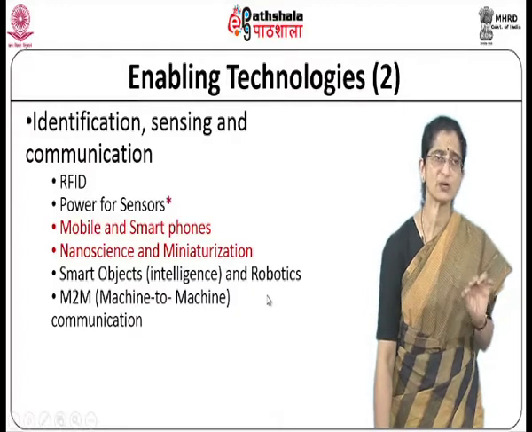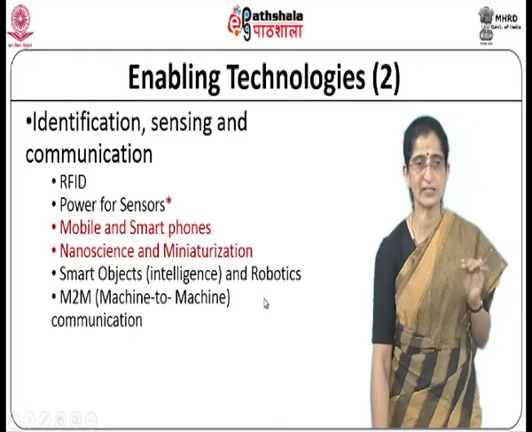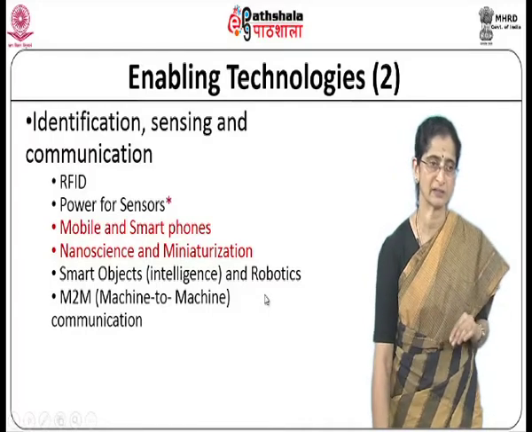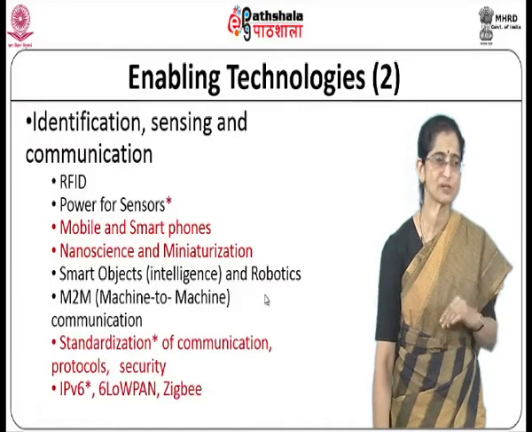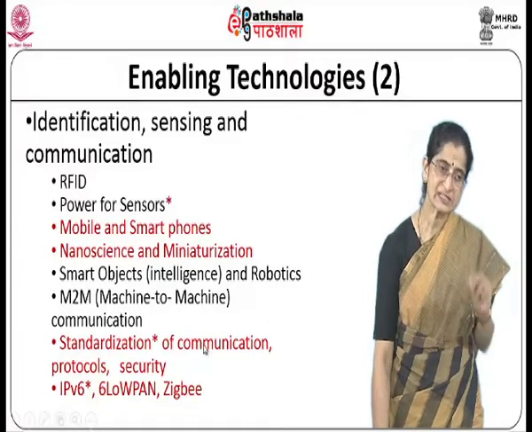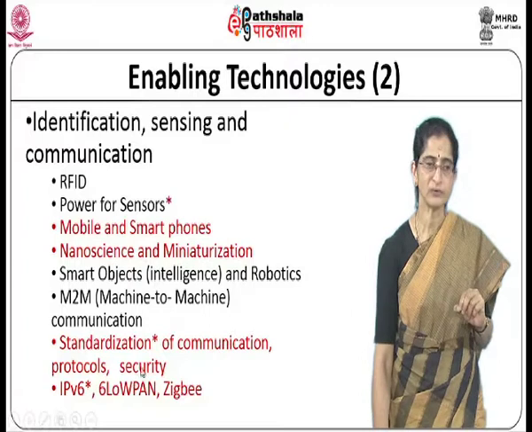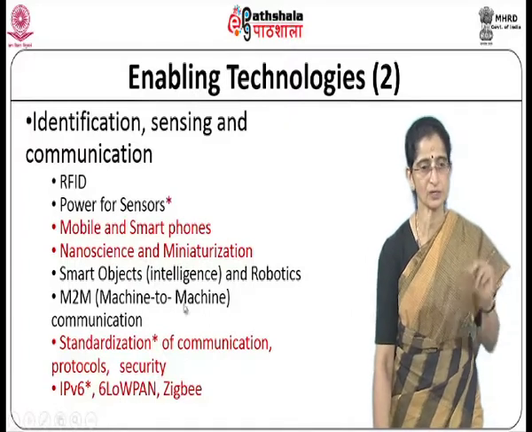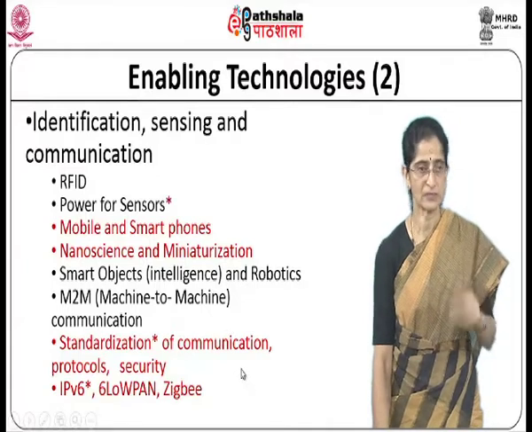So nanoscience and miniaturization is another enabling technology here. And then smart objects and robotics, so bringing intelligence into the objects. Robotics is another enabling technology. And then machine to machine communication, because you need machines to be able to talk to each other. And we need standardization of protocols for security, for IPv6, 6LoWPAN, Zigbee and so on. So these are some things that are required.